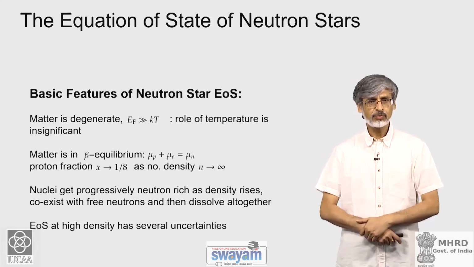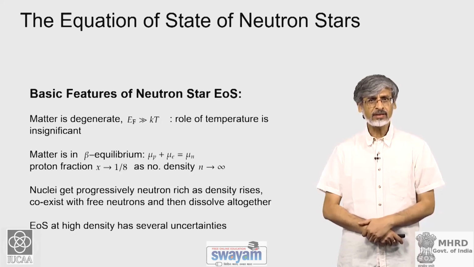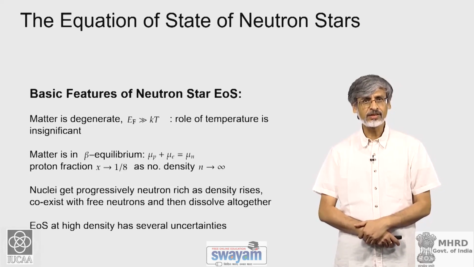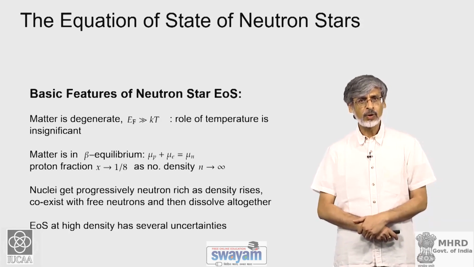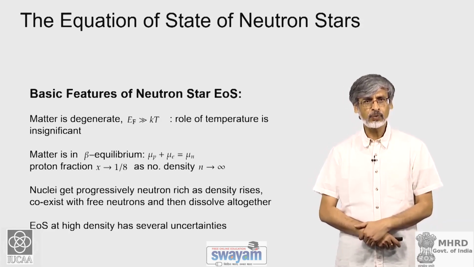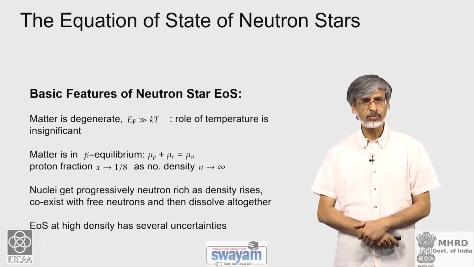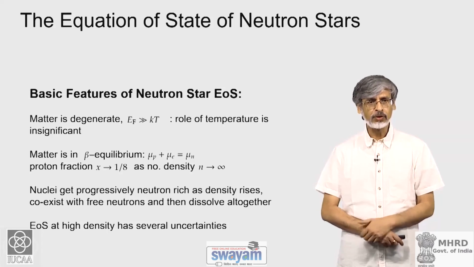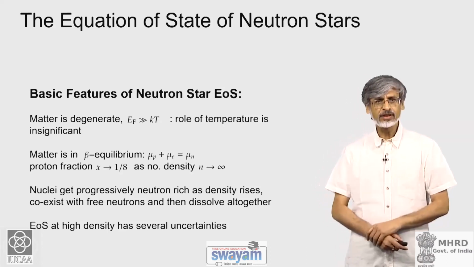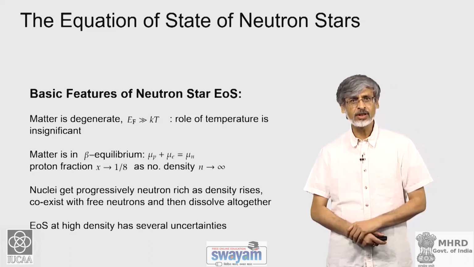So, in this module we will take a look at some of the intricacies of the equation of state of neutron stars, try to understand what is understood, what is not, and where the uncertainty arises from, and what we can do to address it. To start with, let us recall the basic features of the neutron star equation of state.